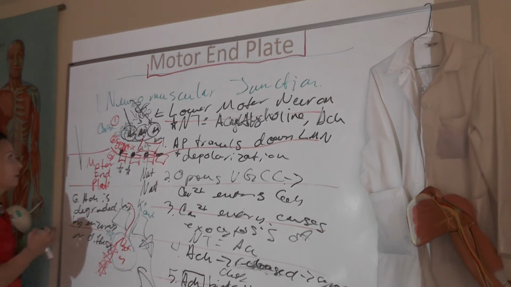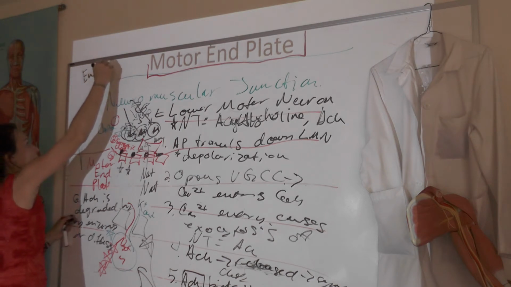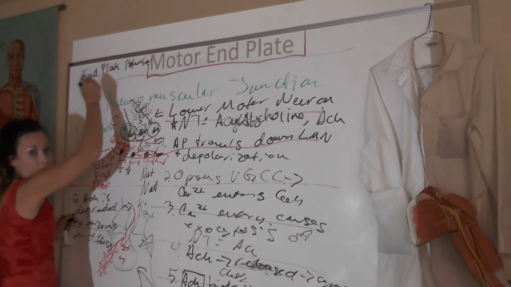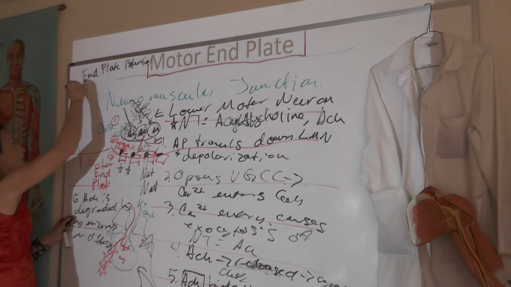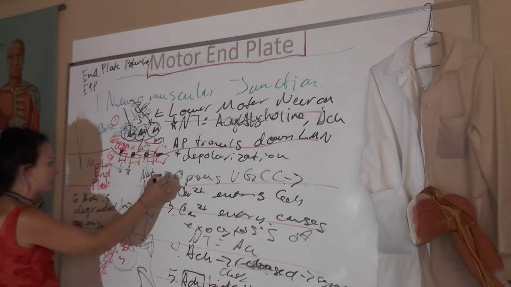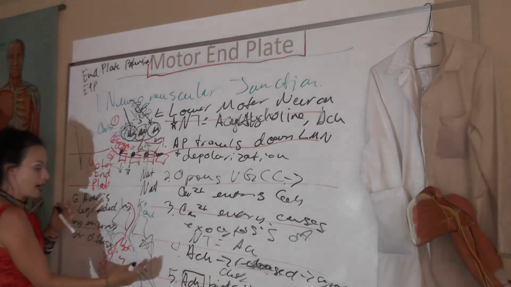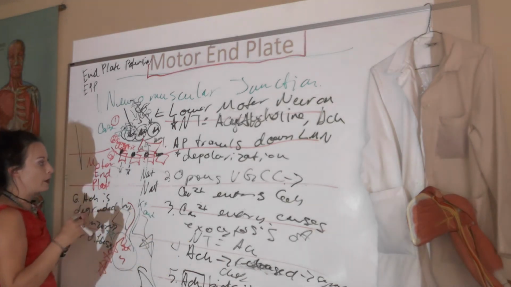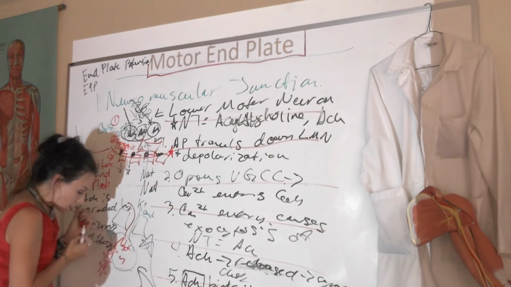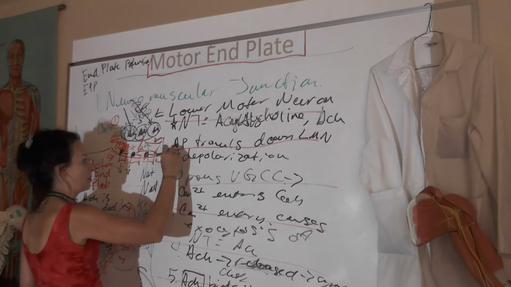Let's just have a little bit more about that. The end plate potential, which from now on I'll abbreviate as EPP, it's probably the last time I'm going to write it out. And this is the depolarizing event that occurs here when we open these acetylcholine-gated cation channels that will cause the action potential to be generated in our muscle fiber and the rest of our muscle fiber.